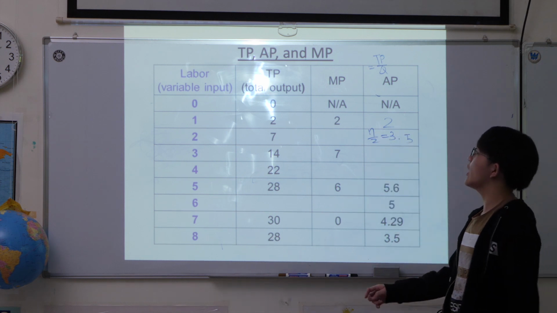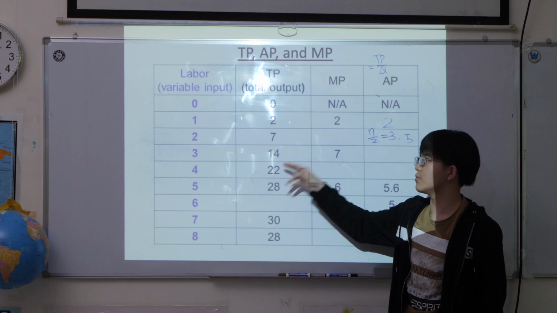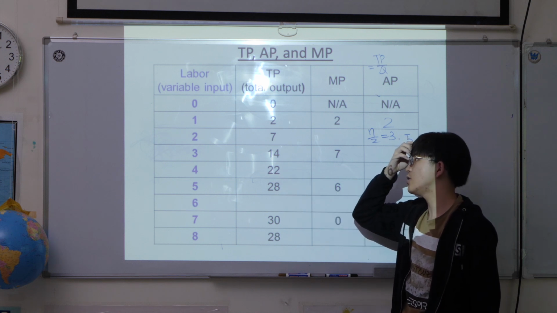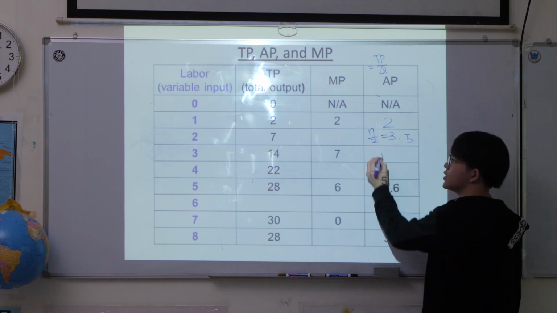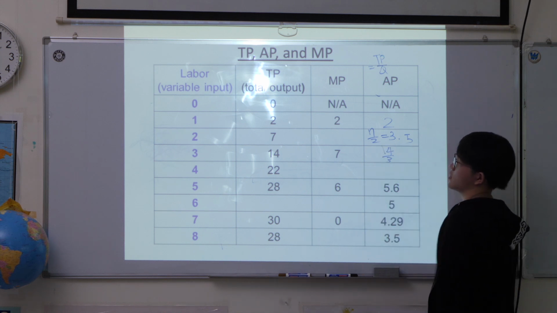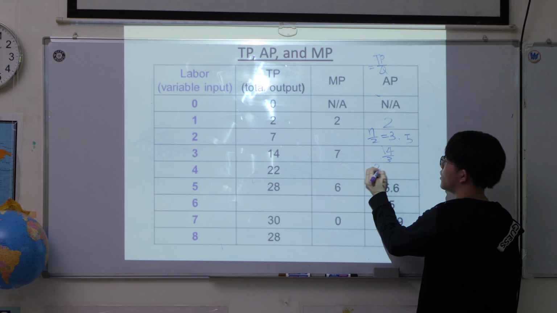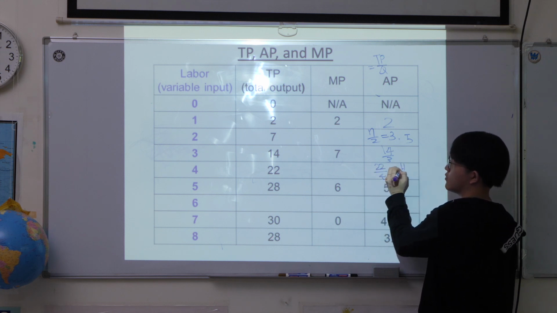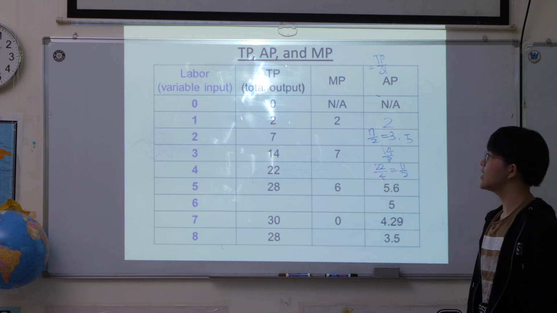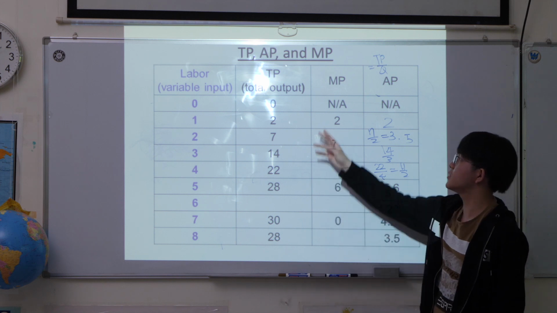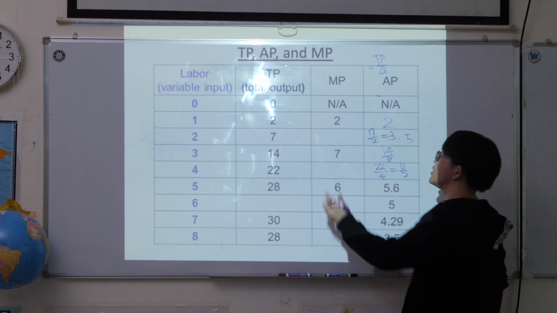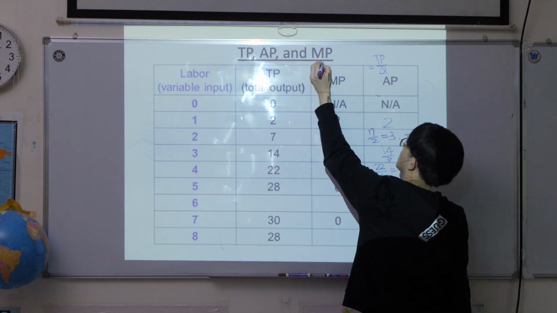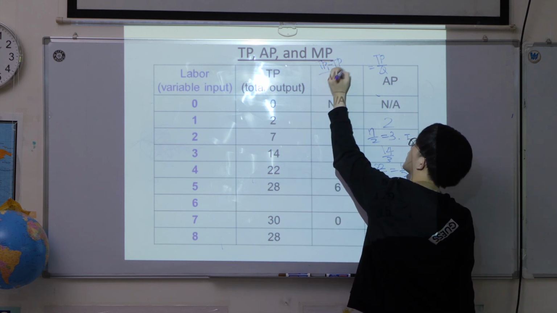Now we have 14 for the third labor. So if we find the average product, we have 14 over 3. And I will just skip this, 22 over 4, which is 11 over 2. And we can now find the marginal product. Marginal product, as I mentioned, is the change in total product divided by the change in labor.